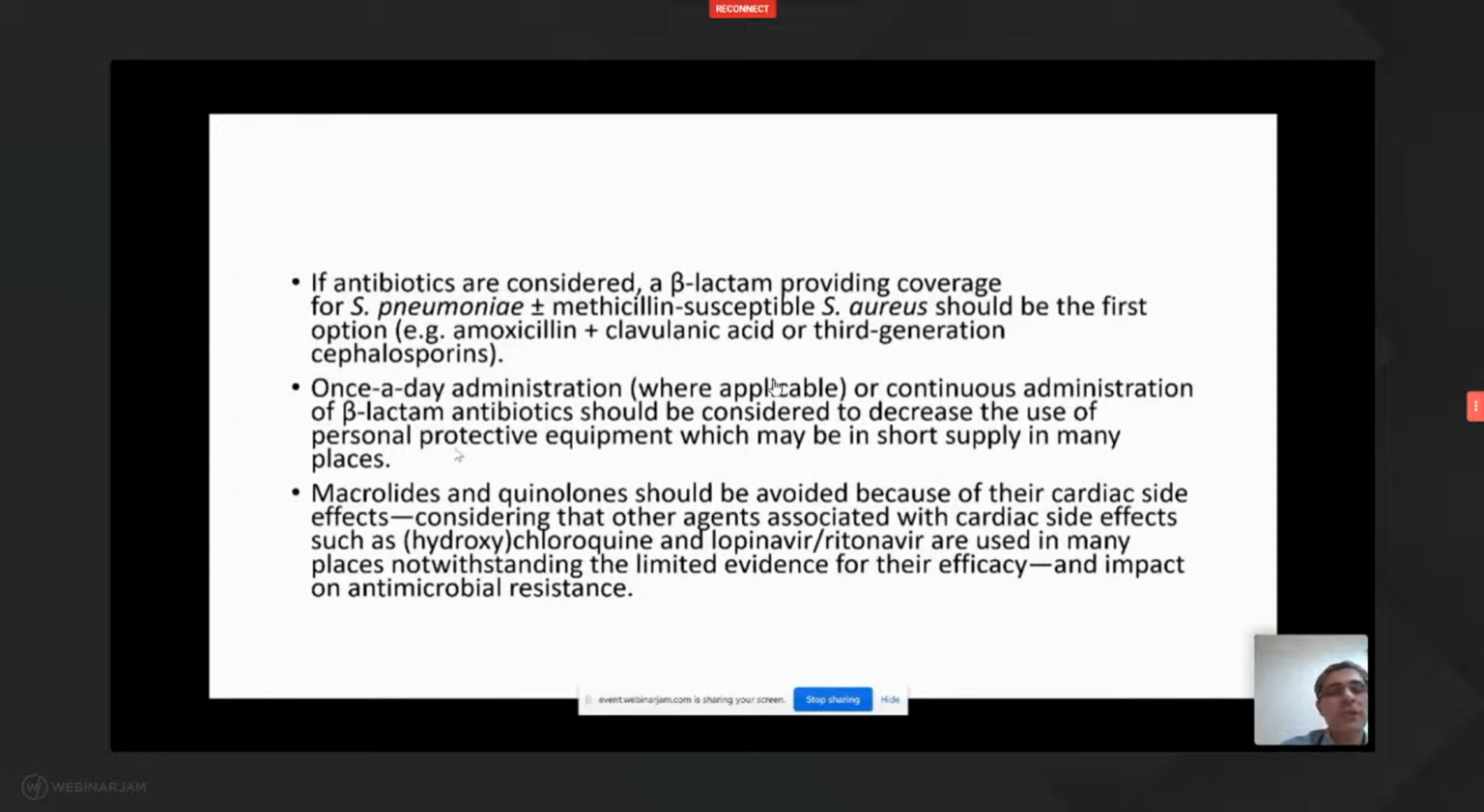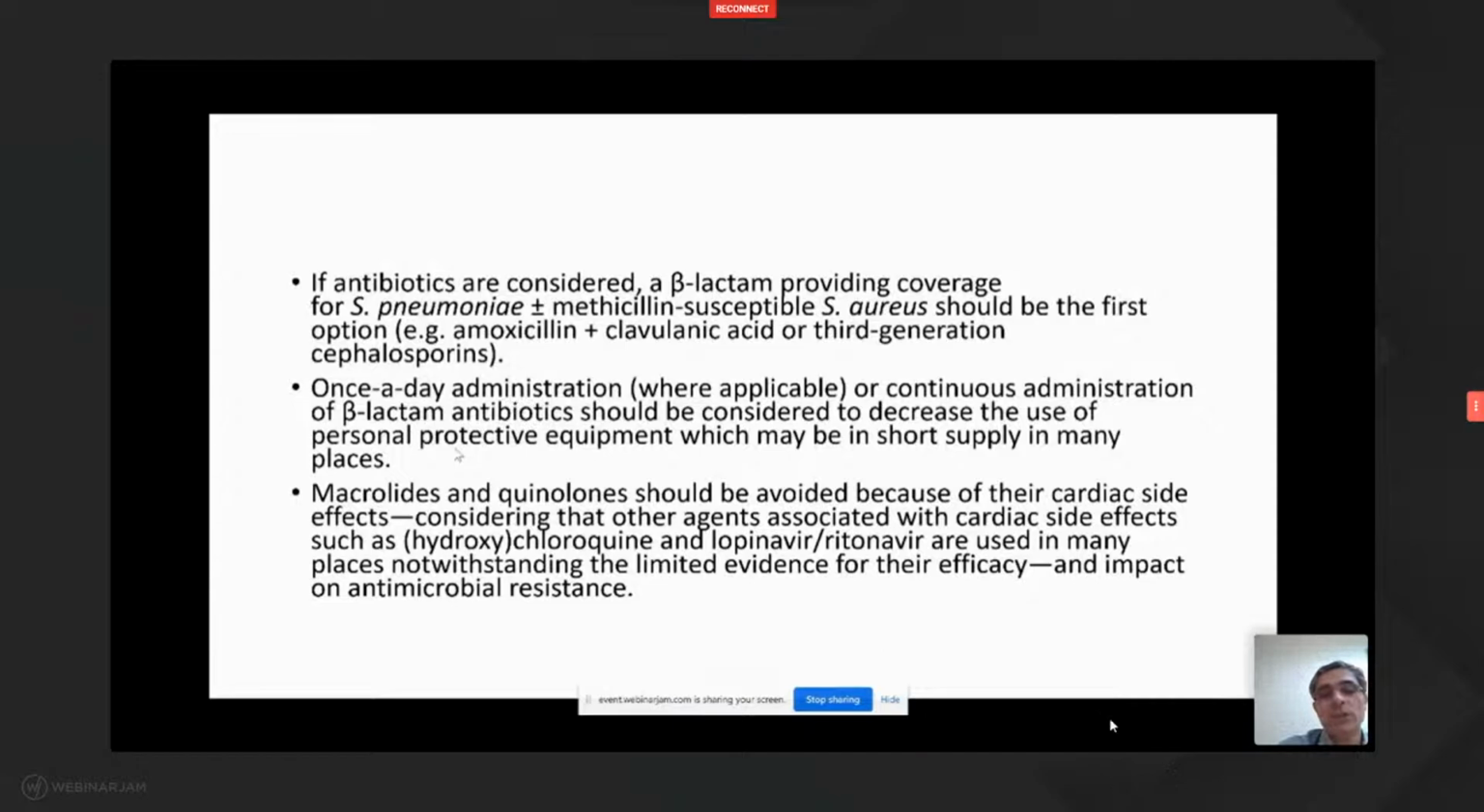But in our country, where most of us have specific COVID units, and where our nurses are already there, I don't think wasting time on a continuous administration for a suspected CAP is necessary. Again, macrolides and quinolones should be avoided because of their cardiac side effects.